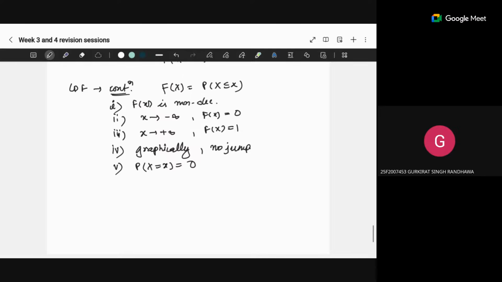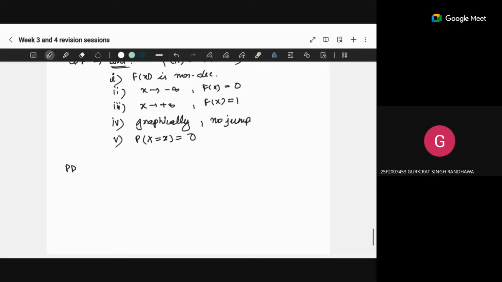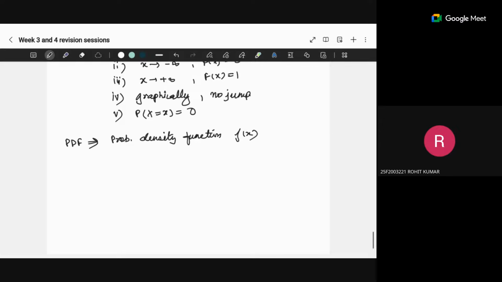So this was all about the CDF of a continuous random variable. Then comes the PDF. What is a PDF? Probability density function. It is denoted by small fx. So basically, if x is given to me, the probability that my x is less than or equal to x, I can find it from minus infinity to x of fx dx.